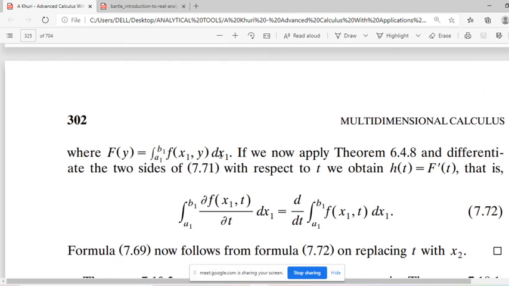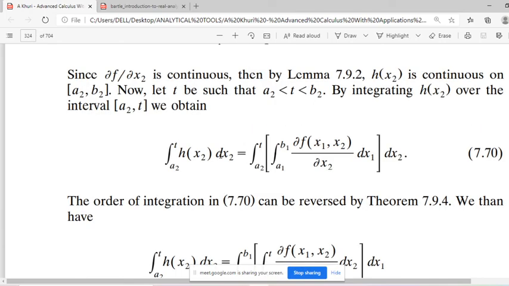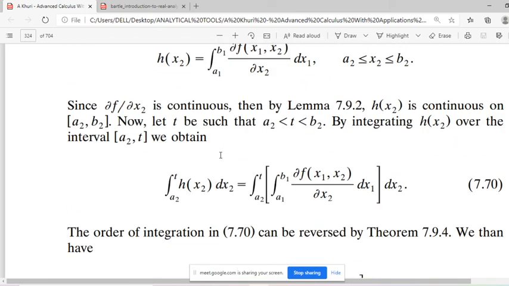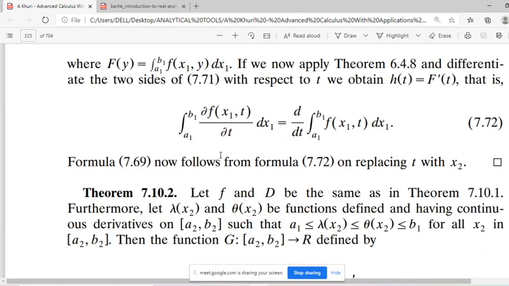What is the range of t? The range of t is a2 less than t less than b2. So for any variable value in between a2 and b2, we can interchange the integration and the differentiation. The required condition is that f is continuous and has continuous first order partial derivatives. So we have proved the theorem.